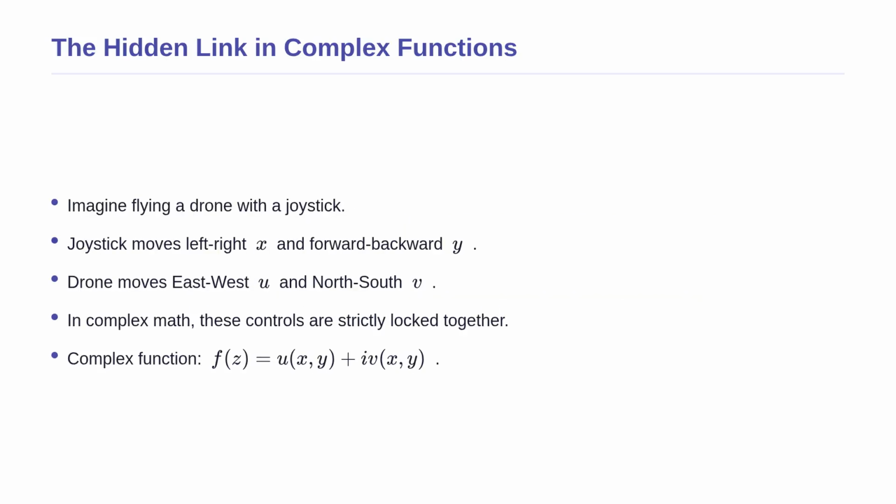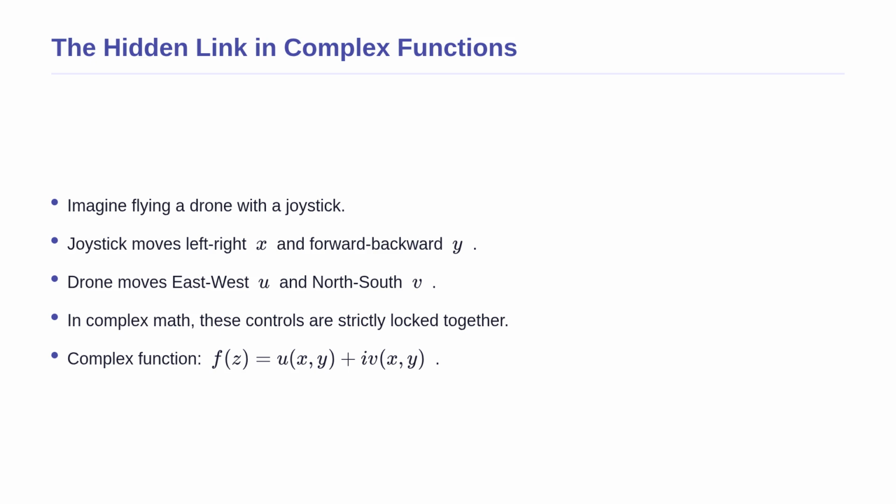Now that we are ready, let us start with a simple analogy. Imagine you are flying a drone using a remote control joystick. The joystick can move left to right, which we will call the X direction, and forward to backward, which we will call the Y direction. The drone responds by moving in the sky. Its east to west position is U, and its north to south position is V.